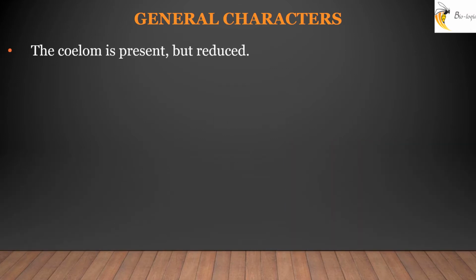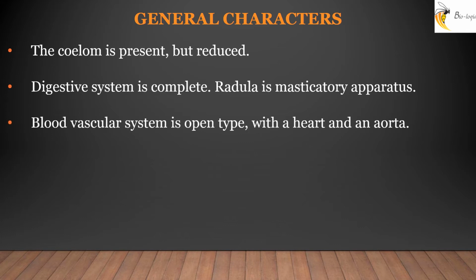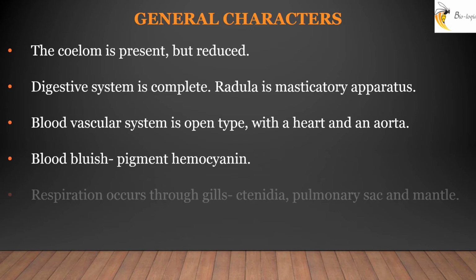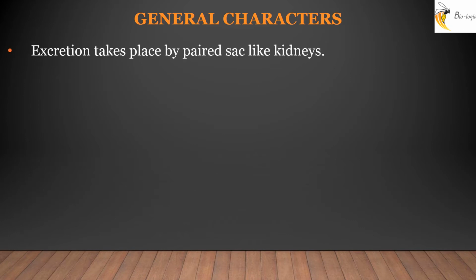Coelom is present but reduced and restricted to certain areas like the kidney and gonadal cavity. The complete digestive system contains a unique crushing apparatus called radula in the mouth. The circulatory system is of open type and contains a heart and aorta. The blood is bluish in color due to copper containing pigment called as hemocyanin. Respiration happens by gills or ctenidia or lungs or mantle cavity. Elimination of nitrogenous waste by the body occurs by paired metanephridia or kidneys.